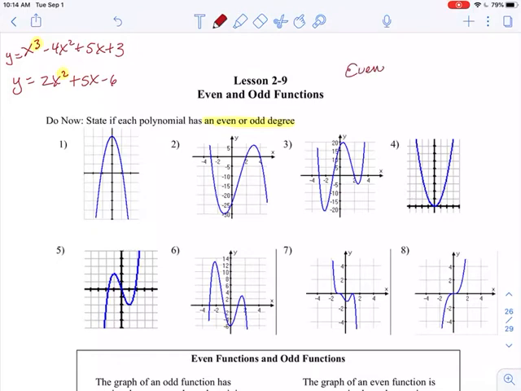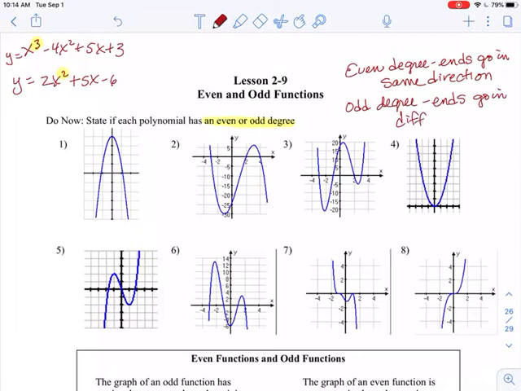So the first question to do now is based just on the degree. I want you guys to remember, if it's an even degree, then the ends go in the same direction. And if it's an odd degree, the ends go in different directions. If you have an equation, you can see if it's even or odd degree by looking at the numbers. But if you just have a picture, which is what we're going to do in the do now, the even degree, the ends go in the same direction. The odd degree, the ends go in different directions.